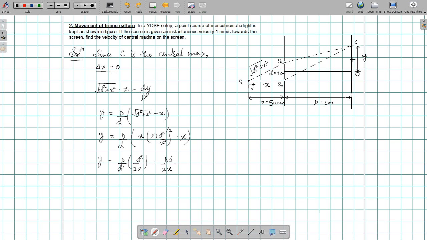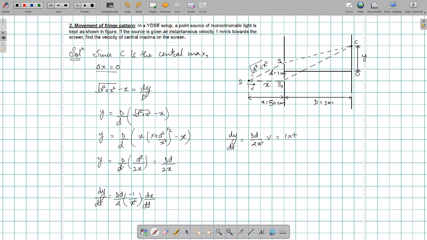Since y is the distance of the central maxima from O, to find the rate at which the central maxima moves we need to find dy by dt. So dy by dt is D by 2 into minus 1 by x squared into dx by dt. Now, minus dx by dt is the rate at which x is changing, which is v, given to us. So dy by dt is equal to D into d by 2x squared into v.